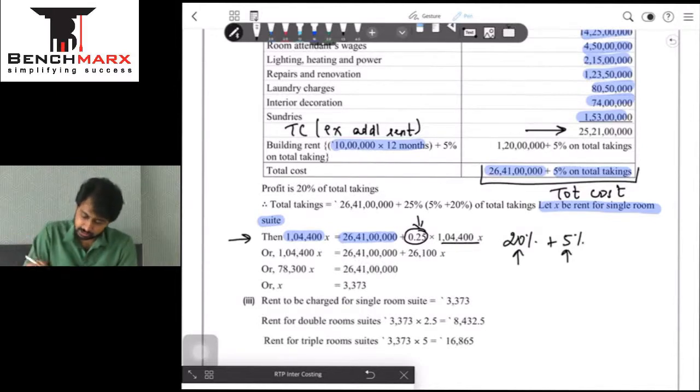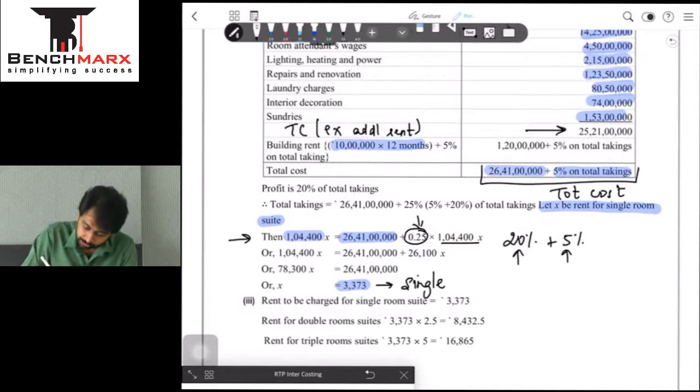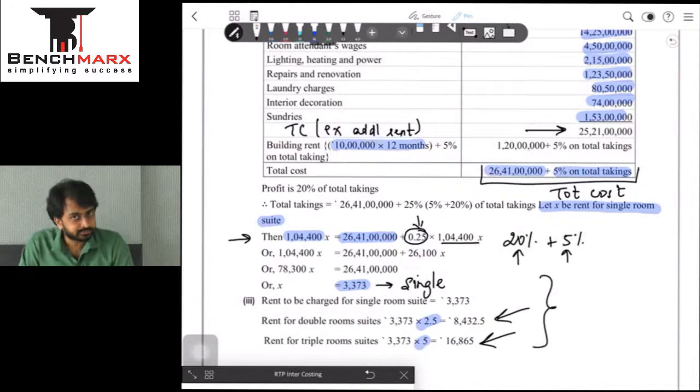And solving this equation, I'll get x as 3373. This 3373 is the rent of single room because we have defined x as the tariff of single room. I'll simply multiply by 2.5 to get the tariff of double room. I'll simply multiply by 5 to get the tariff of triple room, and I will get double room tariff as this much and triple room tariff as this much, and that is how I do this question.